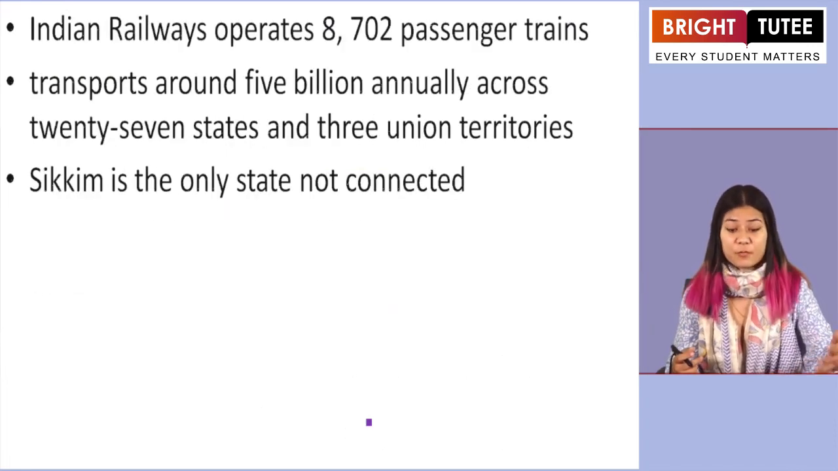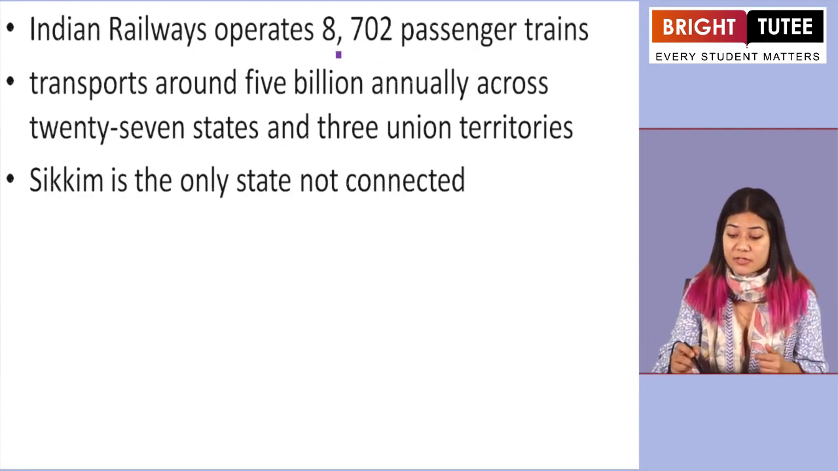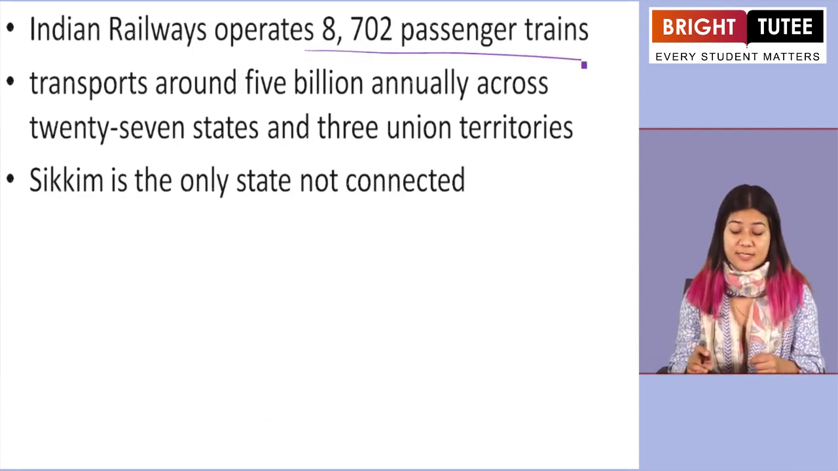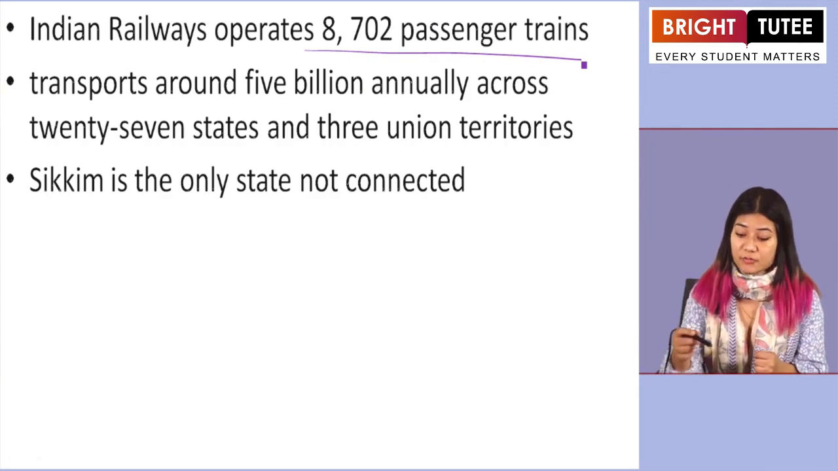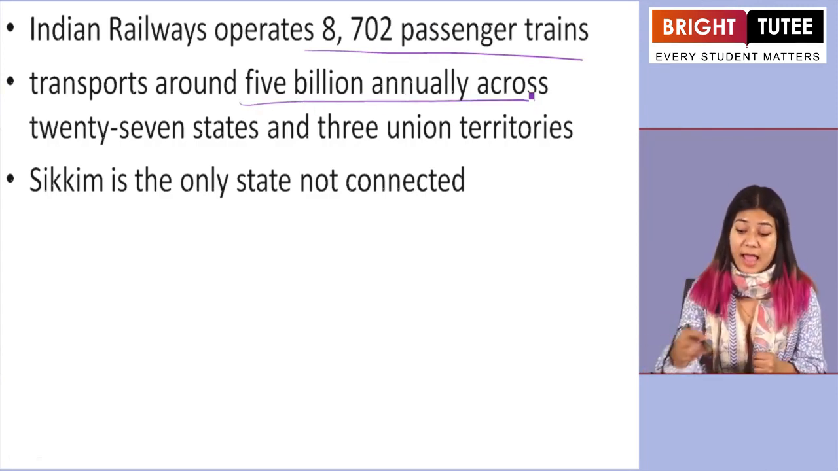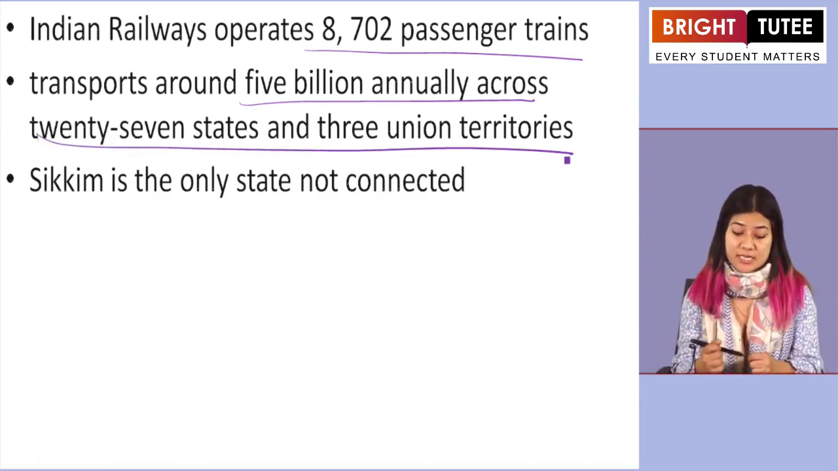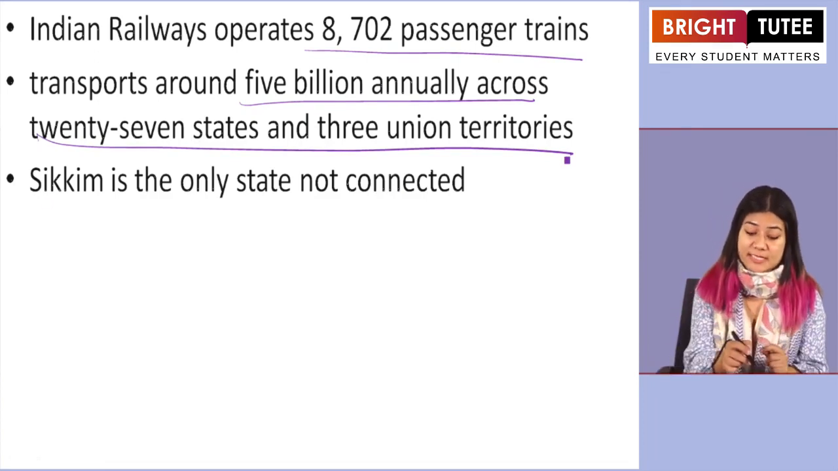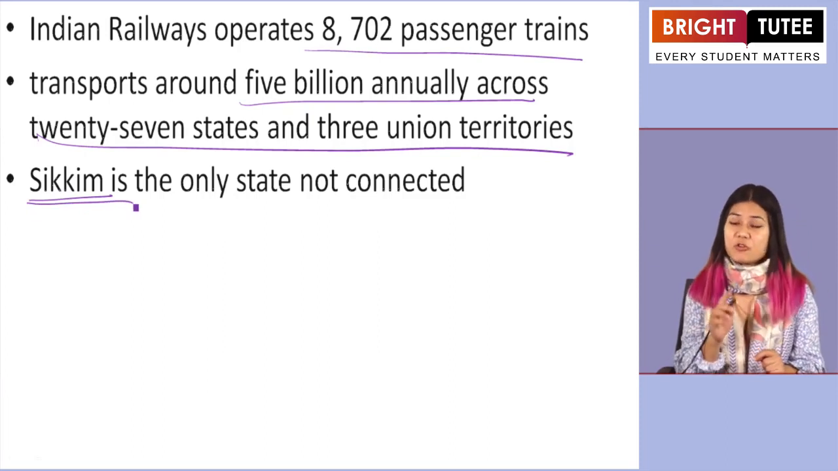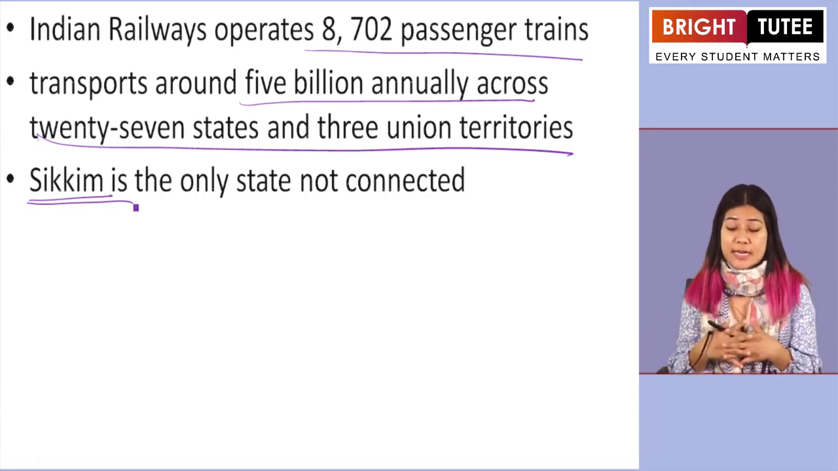Okay, that was before the railways. Now today, Indian Railways operates 8,702 passenger trains. There are so many trains carrying so many people all across the country. It transports around 5 billion people annually across 27 states and 3 union territories. All the states are connected with each other, but Sikkim is the only state which is not connected by the railways. The rest of the states are well connected by railways.